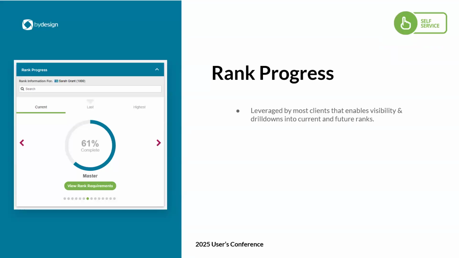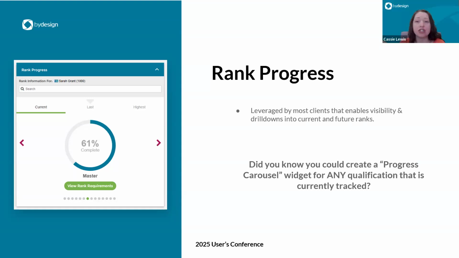I've lost my cursor. There we go. And also, did you know you can actually duplicate this widget? So this rank progress carousel can be leveraged for any other qualification as well. So if you're already leveraging it for your rank progress, you can turn on a second version, and maybe that second version is going to track a particular bonus. Maybe it's going to track a monthly incentive. Maybe it's a big yearly incentive. There's so many different ways you can leverage this rank progress widget, and it's all done through configuration.